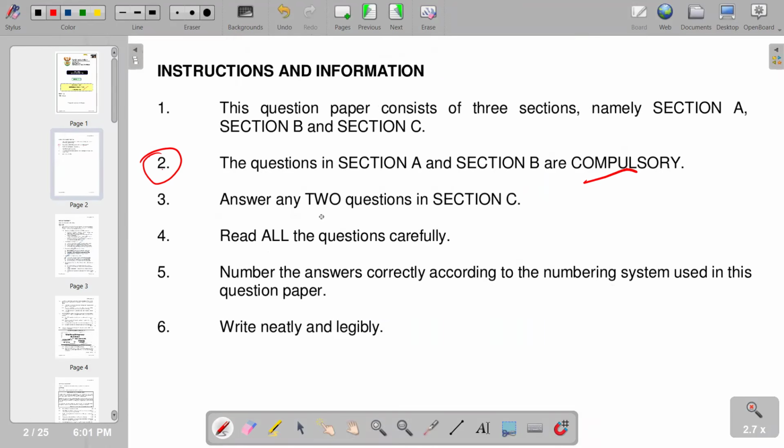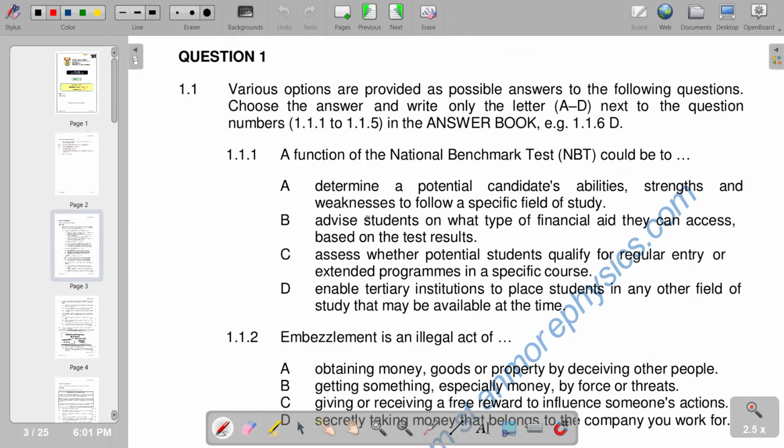So very important, take note that you have to answer all the questions that we have in section A and B. And then for information number 3, answer any 2 questions in the section C. So in section C, we have to choose only 2 questions. So this is what we have in terms of our instructions and information. So let's go to the first part of the questions, whereby you're going to start on the multiple choice section.